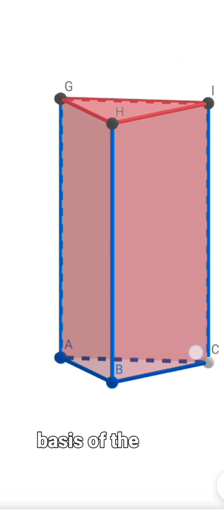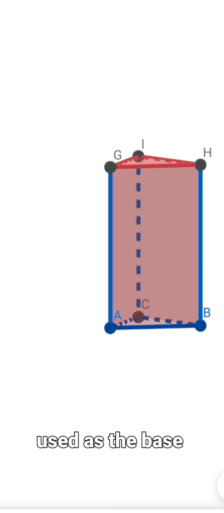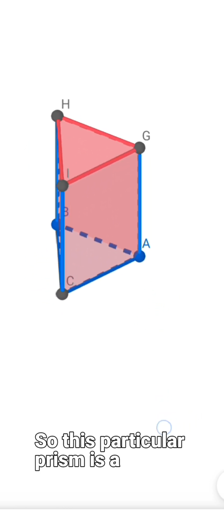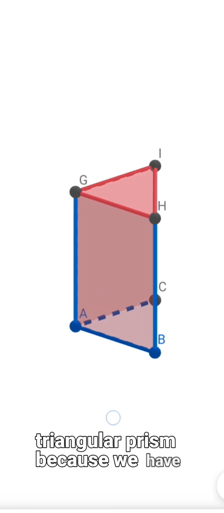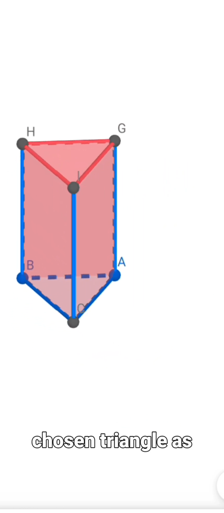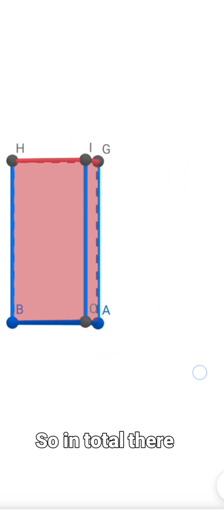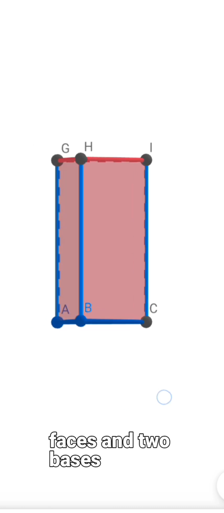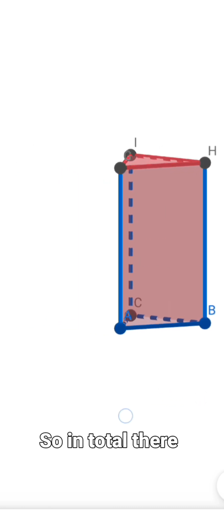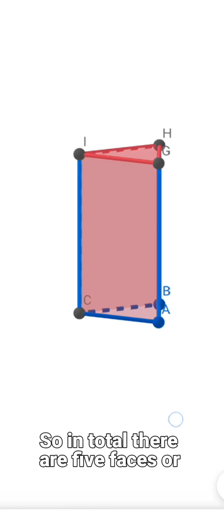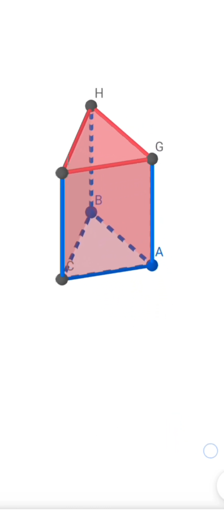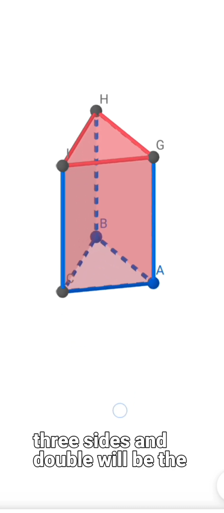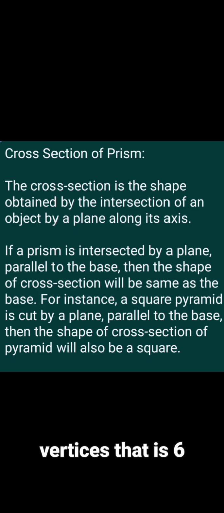On the basis of the polygon we have used as the base, we name the prism. So this particular prism is a triangular prism because we have chosen a triangle as a base. So in total there are 3 vertical faces and 2 bases. So in total there are 5 faces or surfaces of a prism. If we have used a polygon of 3 sides, then double will be the vertices, that is 6.